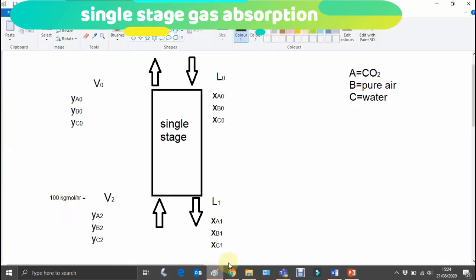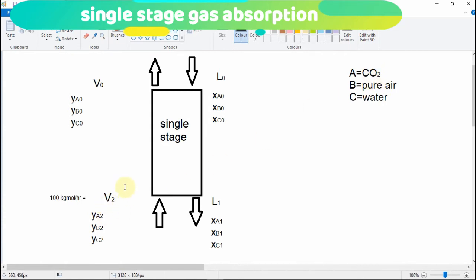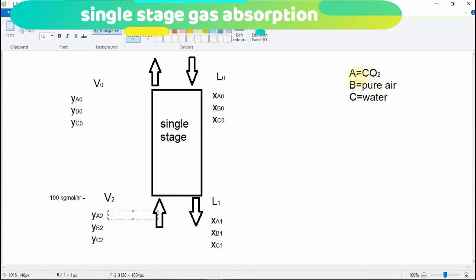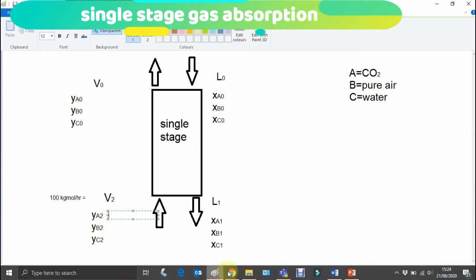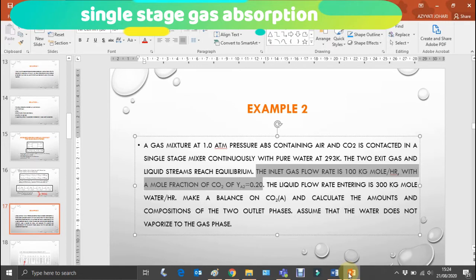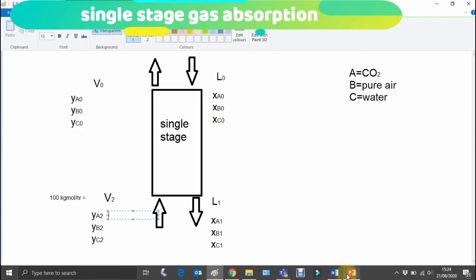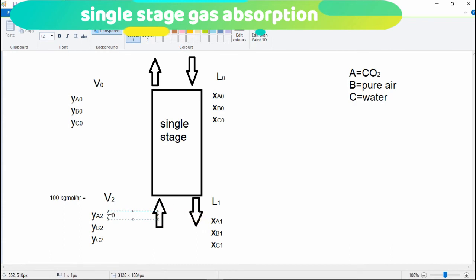So we know that CO2 is A. Referring to the inlet gas flow rate, the question gives you the value for YA2, because it is component A, carbon dioxide. The mole fraction of CO2 is 0.2. So this will be 0.2 mole fraction.